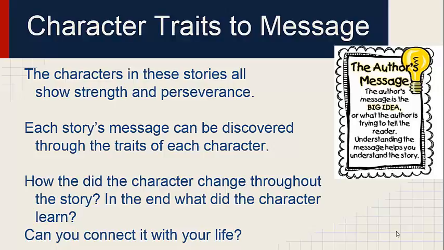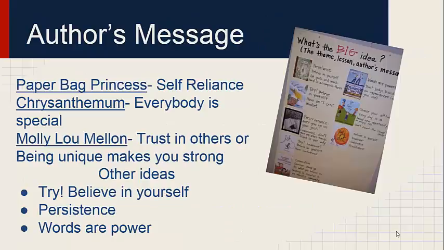These are their sequence of events and decisions that they make. In the end, what did the character learn? And then can you connect it with your life? The author's message in each of these stories can be interpreted in different ways. The Paper Bag Princess shows that she was self-reliant. In Chrysanthemum, everybody is special, and in Molly Lou Melon, trust others, or being unique makes you strong.